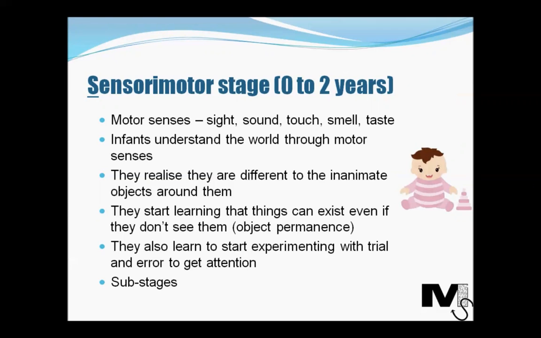They start learning, and this is very important, that things can exist even if they don't see them, which is called object permanence. This is a very important concept because this is one of the most important developments that happen in this stage. Object permanence basically refers to the notion that an object will still exist if it's not present in front of their eyes.